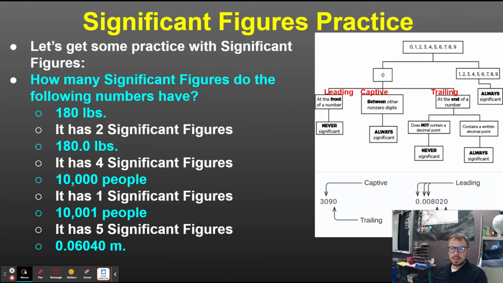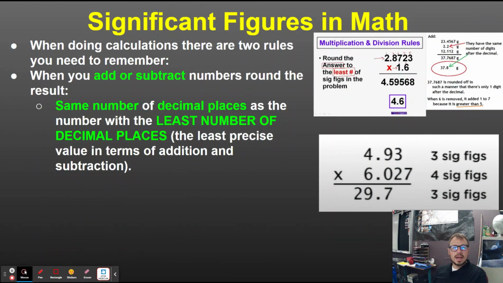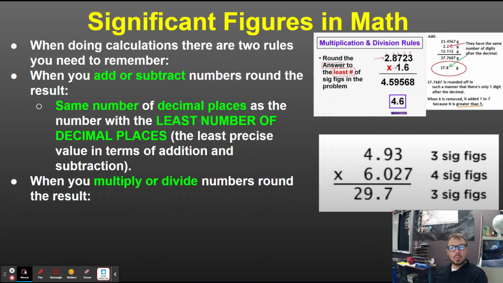And this one has an example of all of them: leading, trailing, and captive zeros. This one has five significant figures. That trailing zero is going to be significant because there is a decimal point. Now, the reason why it's important: when adding or subtracting, the result has the same number of decimal places as the number with the least number of decimal places. But where it's more important, at least in a physics class, is when you multiply or divide numbers. Round the result.